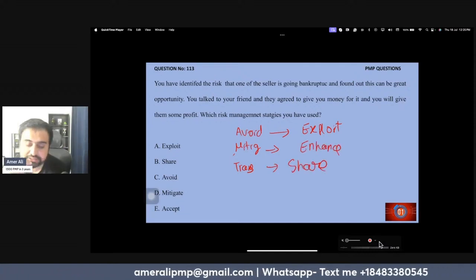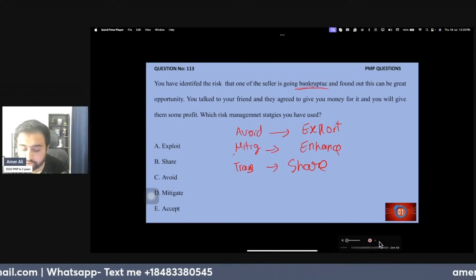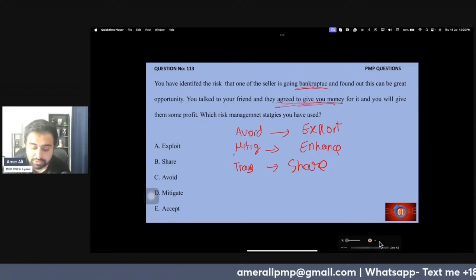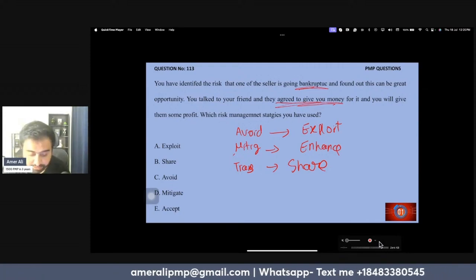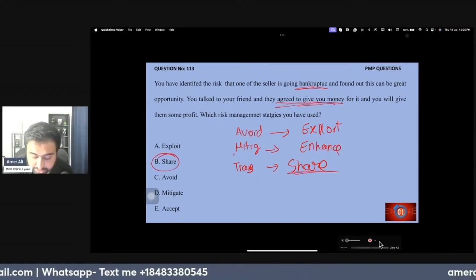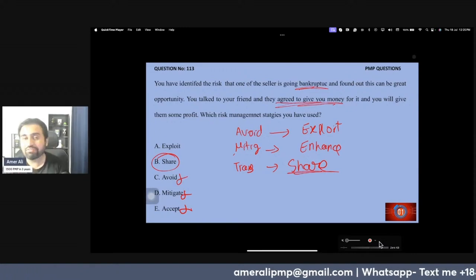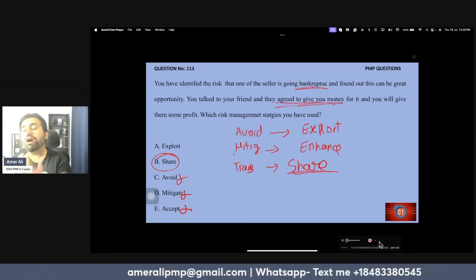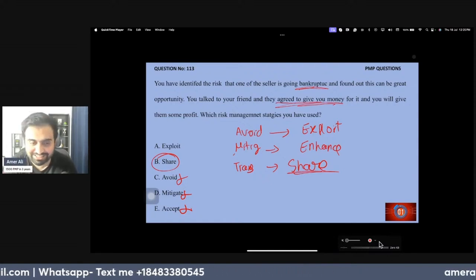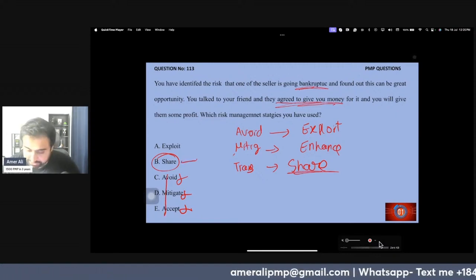You have identified the risk that the seller is going bankrupt. This can be a great opportunity. You talk to your friend, they agree to give you money for it and you will give them some profit. So you did not exploit it, you had a friend here. Sharing is all about getting that. It is not accept, you did not wait for it. It's not a negative thing. So between A and B, once you know the power of the elimination technique, you eliminate these three options, and A, B is left. So here B is the answer.